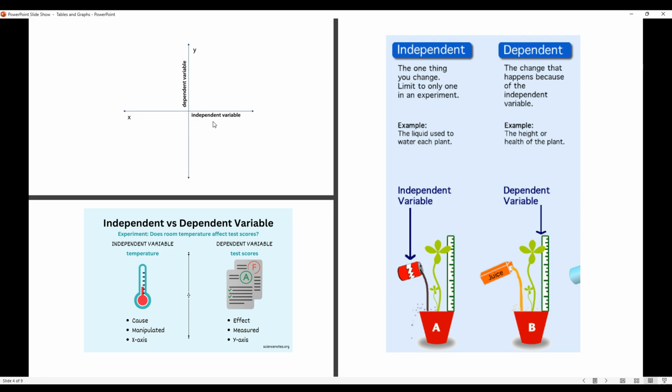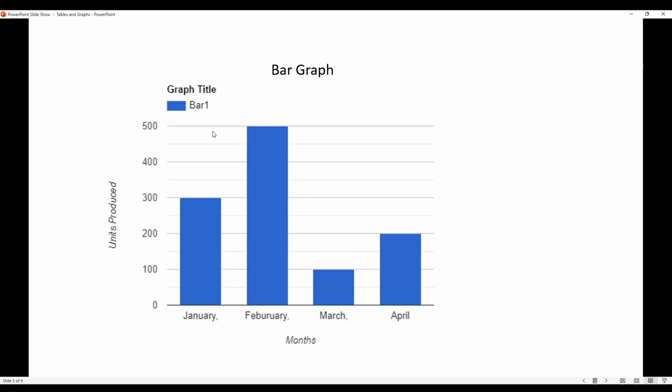right? So the independent is always on the x axis. The dependent is the effect. It's always measured, and it's on the y-axis. And here's an example of the dependent, which is the plant. So now we know the difference between independent and dependent variable. The independent doesn't depend on any other factors or variables, while the dependent always depends on the independent variable, right? And we know that the dependent variable is on the y-axis while the independent is on the x-axis.